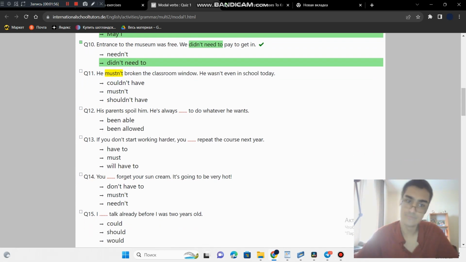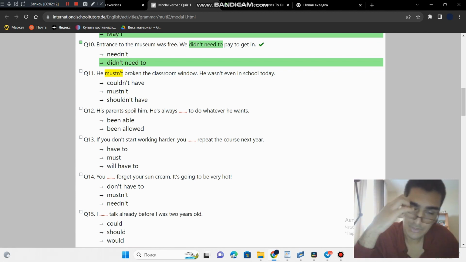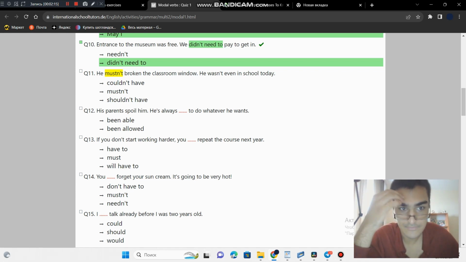Alright, let's go further. "He mustn't have broken the classroom window. He wasn't even in school today." Alright, so what does the sentence tell us? It tells us that someone wasn't in school today, so there is no way that that guy broke the window. So let us see what is more appropriate here. Mustn't is used as a prohibition, so we're not prohibiting him to break the window.